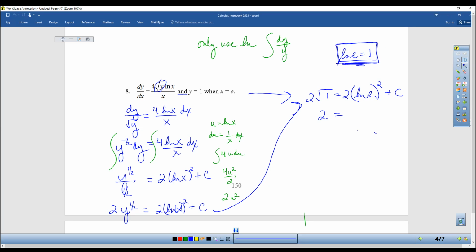If that isn't something that you know, if you're in honors, please put it in your appendix somewhere prominent. If you're in AP, you put that in your head. You are going to have to know that. The natural log of e is 1. So this just becomes 2 plus C, which means C is equal to 0.